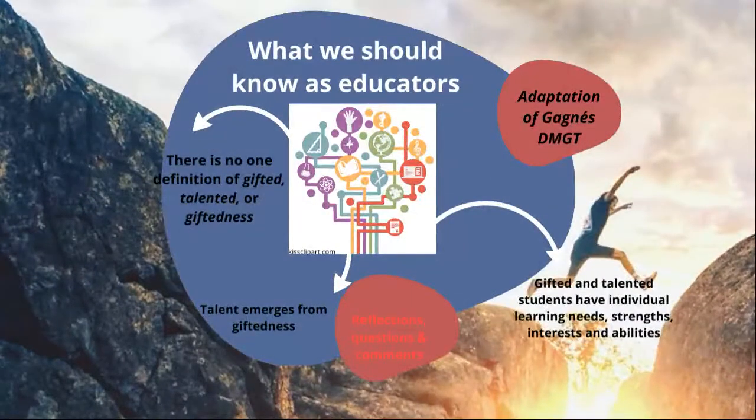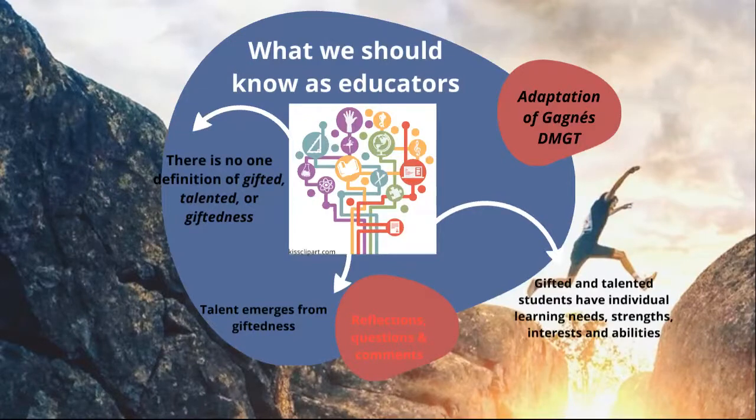So firstly, what should we know as educators? Well, firstly, there is no one definition of gifted, talented, or giftedness that is universally accepted. To give a very brief definition, however, gifted and talented students are those identified professionally due to their outstanding abilities and high performance capabilities. It's important to know that talent emerges from giftedness through a complex developmental process and via a number of influences, including teaching and learning opportunities. There must be opportunities there.